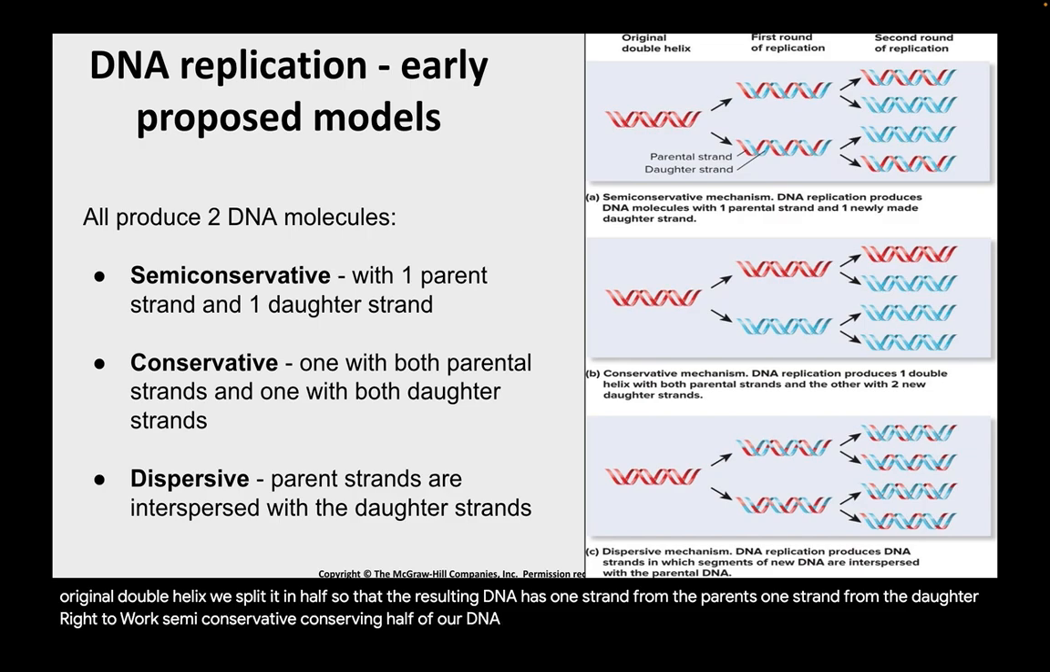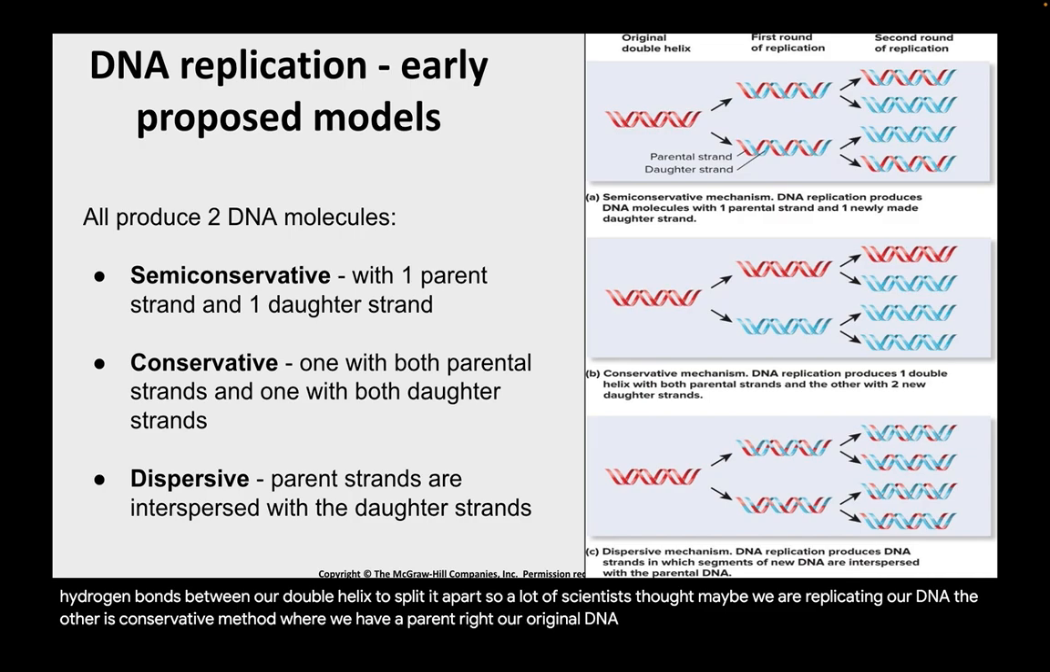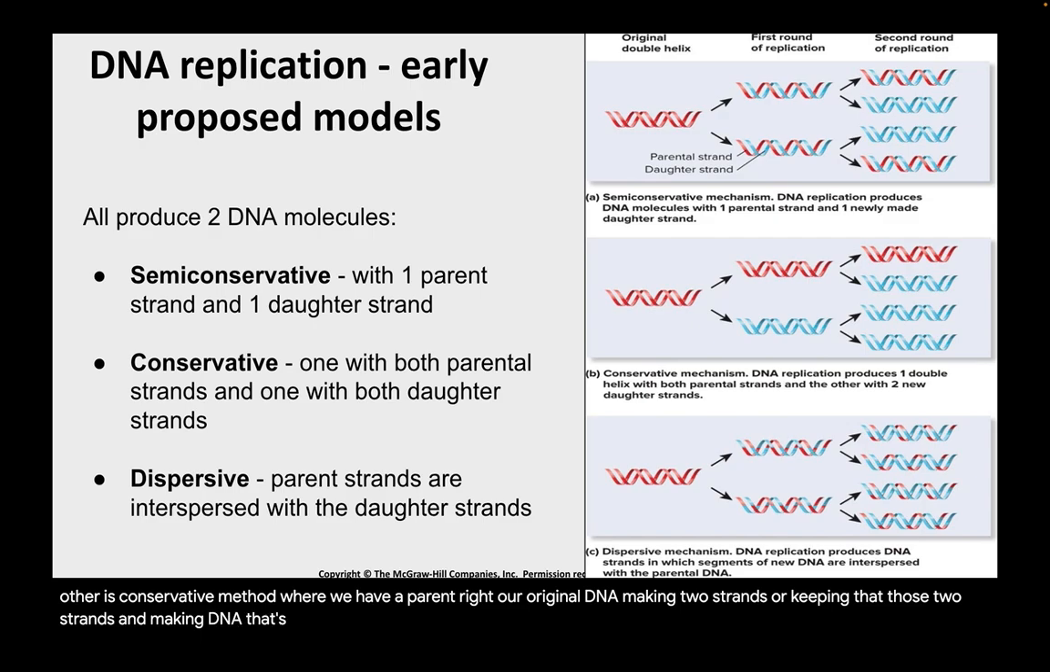Now the conservative method said, well, we're not going to split that DNA molecule in half. In fact, a lot of scientists didn't think that we could break the hydrogen bonds between our double helix to split it apart. So a lot of scientists thought maybe we are replicating our DNA via this conservative method, where we have a parent, our original DNA, keeping those two strands and making a DNA that's completely daughter strands. So we went from a parent, replicated that parent, and made something that was completely daughter strands. We're not splitting that DNA in half.